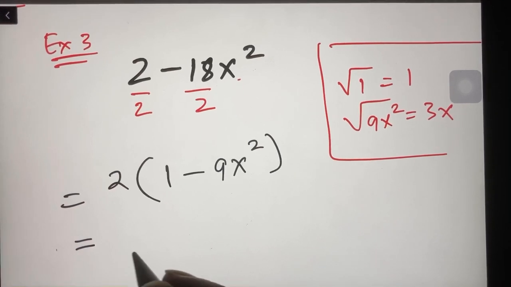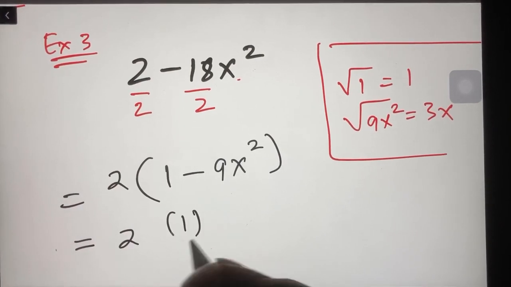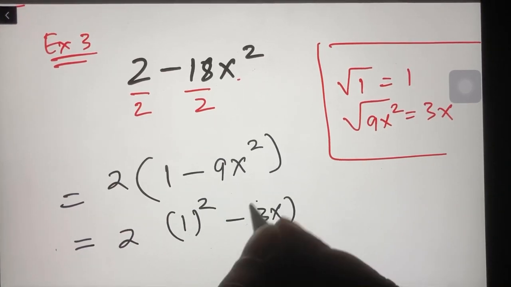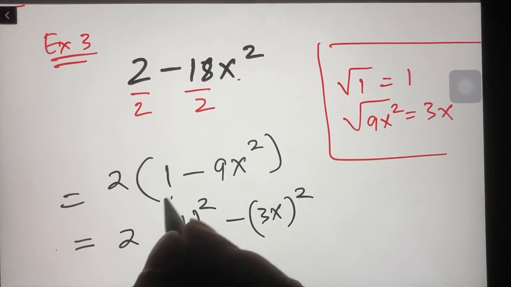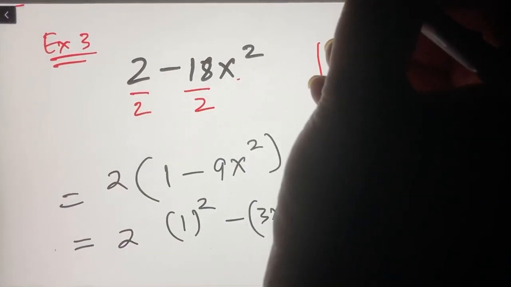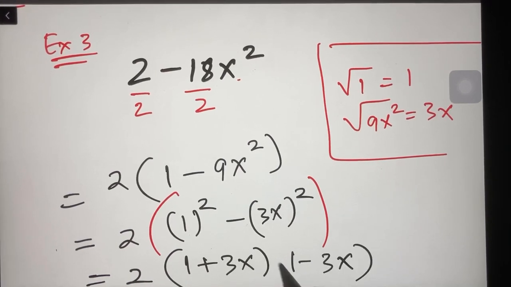All right, so let me show you what I mean. 1 can be written as 1 whole square. 9x square can be written as 3x whole square, right? Okay, let me use one more parenthesis so then you don't get confused. Okay, all right. So 2, now we can apply differences of perfect square formula. So that's going to be 1 plus 3x and 1 minus 3x.